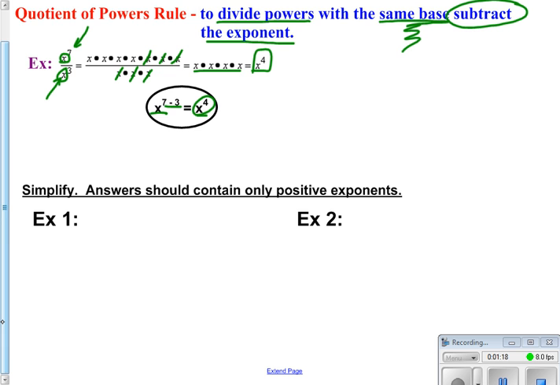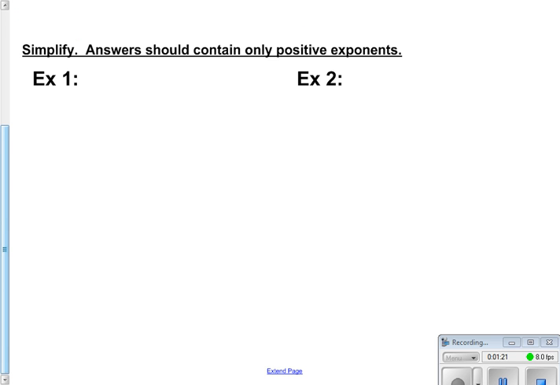Today again, you'll have to simplify. Answers should contain only positive exponents. So we'll give an example here. Let's go ahead and start with 2 to the 4th divided by 2 to the negative 3rd. When we do this, first off you need to check, do they have the same base? Yes. The base number in this case is 2.